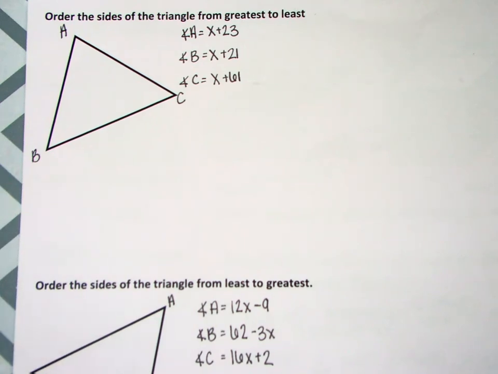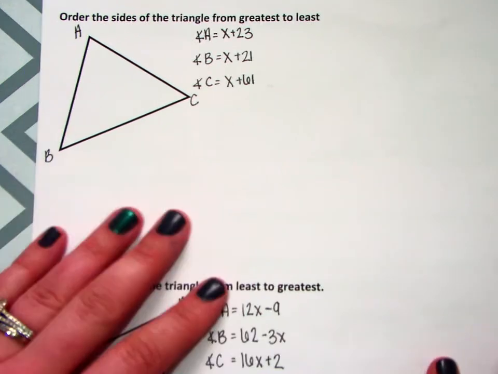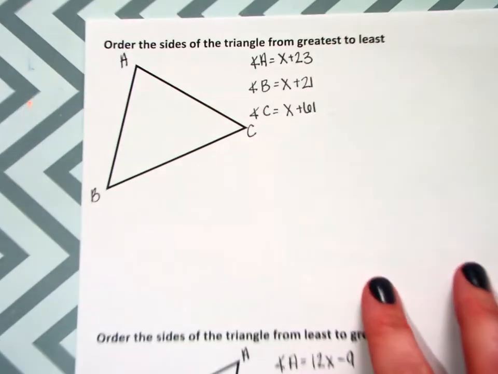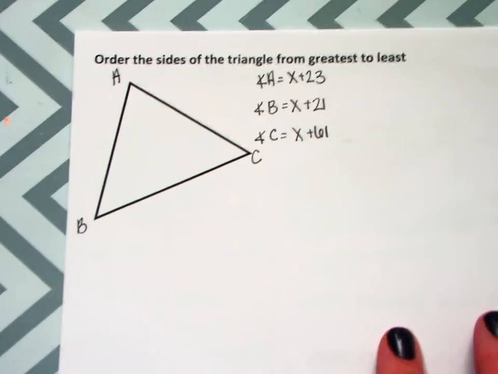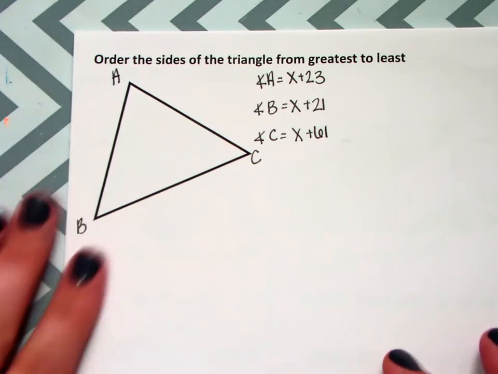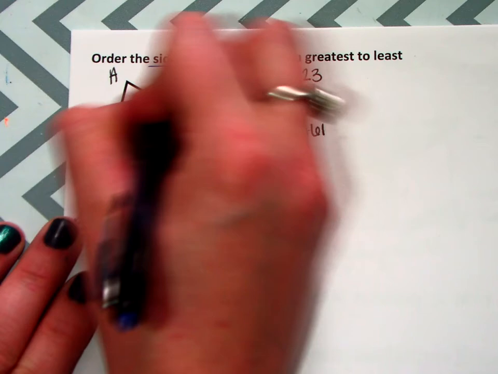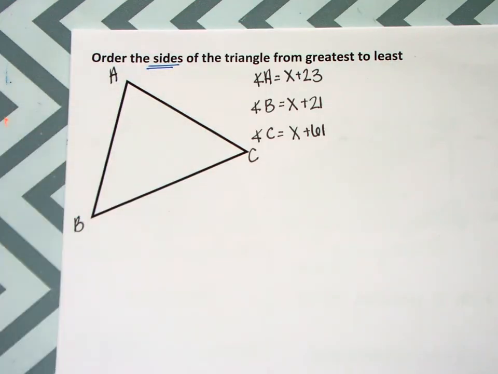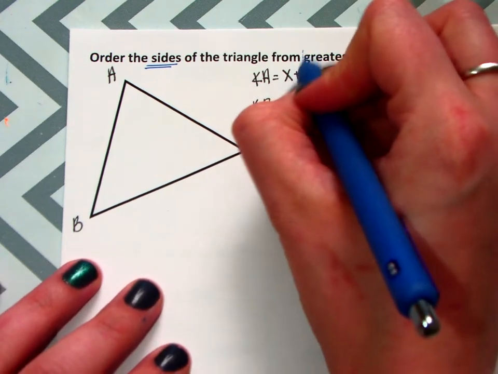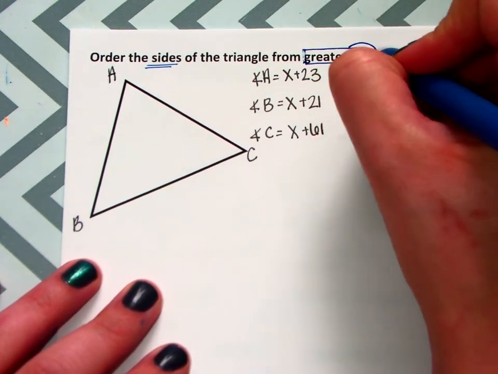So let's go ahead and try this example. It says, order the sides of the triangle from greatest to least. The first thing that we want to make sure that we always do is pay attention to what we are ordering and how we are ordering it. So it says order the sides. I'm going to underline that because sides is how I'm ordering it. If I put these in any other order other than sides, it's not right. All right, so let's go ahead and try this problem out. We want to order it from greatest to least.